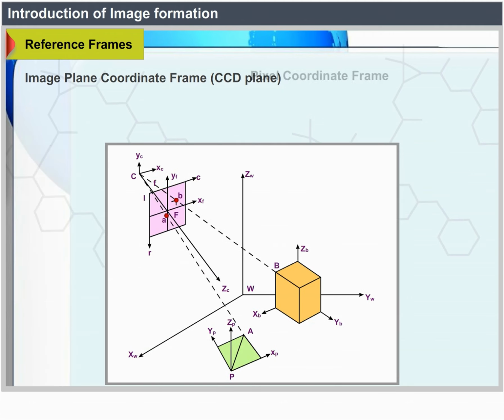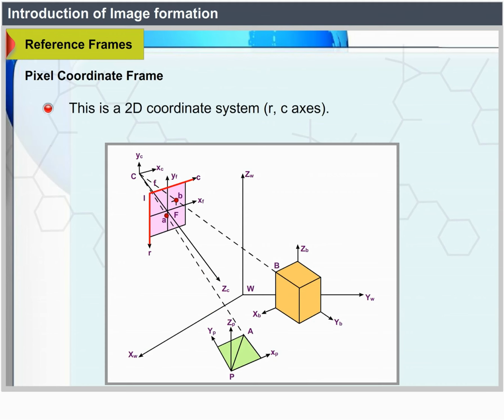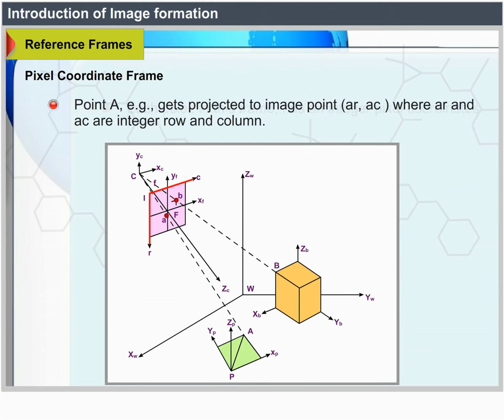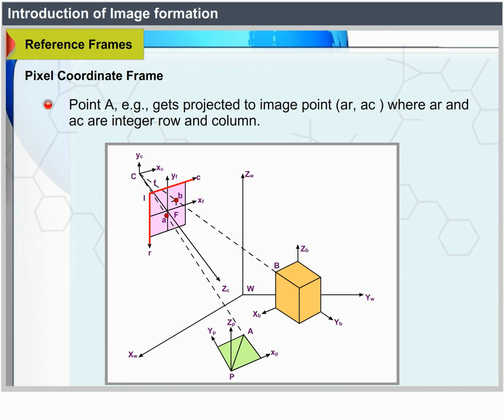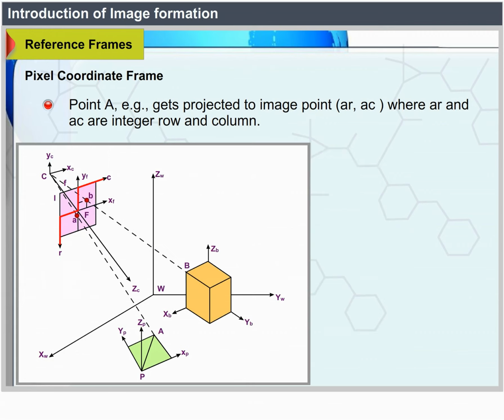Pixel coordinate frame. This is a 2D coordinate system with r, c axes. Each pixel in this frame has integer pixel coordinates. Point A gets projected to the image at AR, AC, where AR and AC are integer row and column. Notation: (xim, yim)ᵀ.